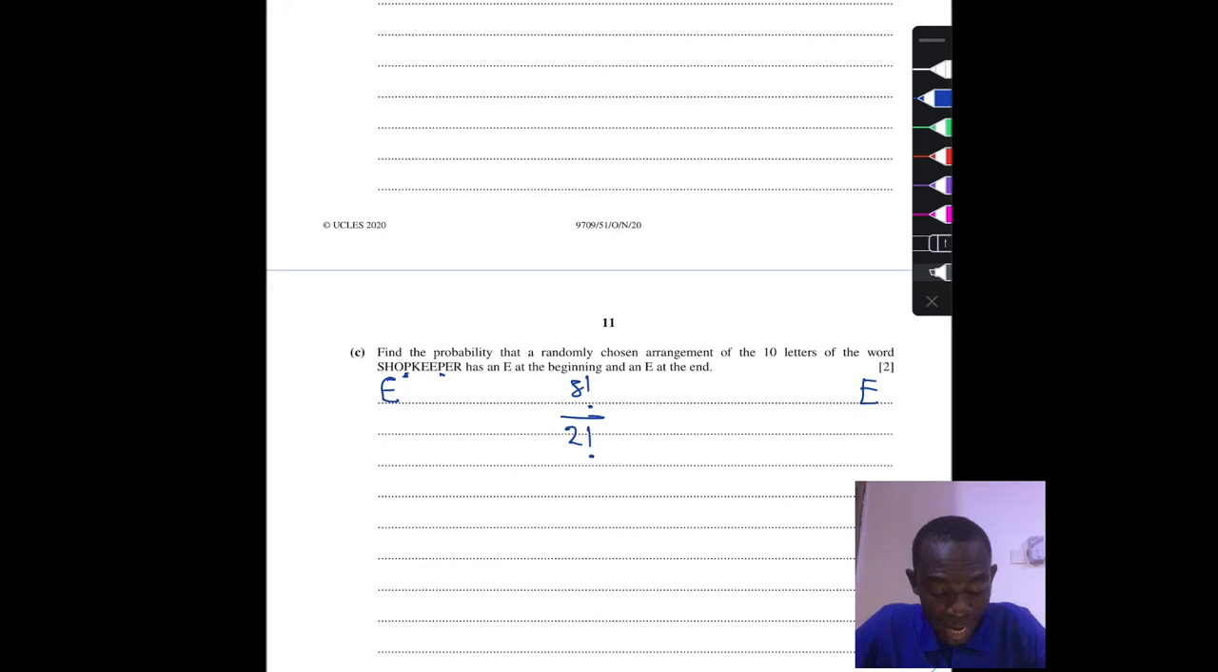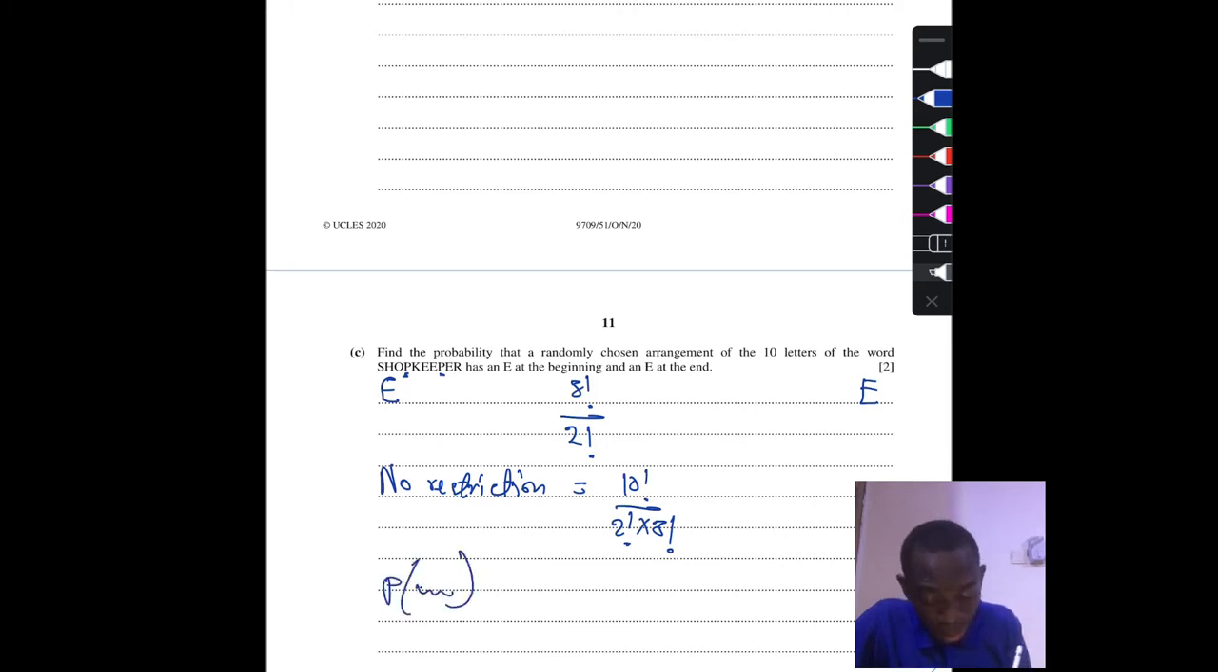So you must divide by no restriction. No restriction, that's the total sample, which will be the 10 letters that you have. So 10 factorial. P's are 2, divided by 2 factorial. And then the e's are 3 factorial, right? So your probability, when the e ends and e begins, is actually 8 factorial over 2 factorial times 10 factorial over 2 factorial times 3 factorial. Right, so you just put it on a calculator.